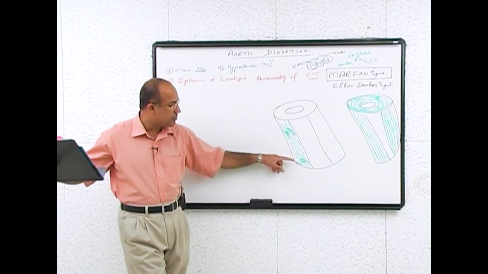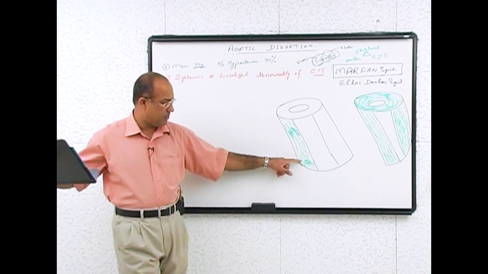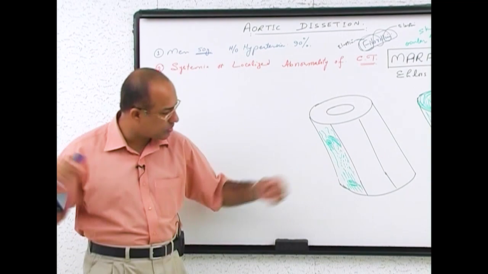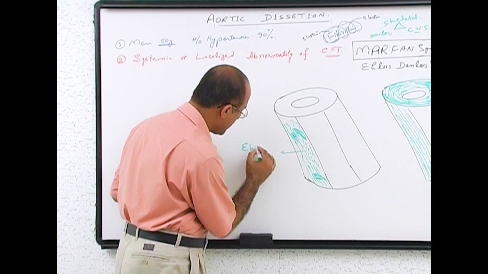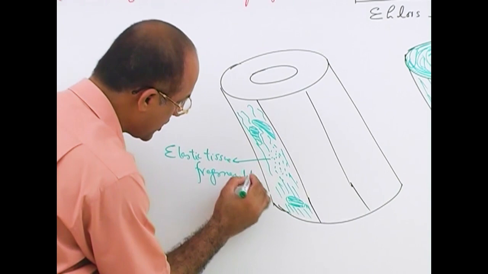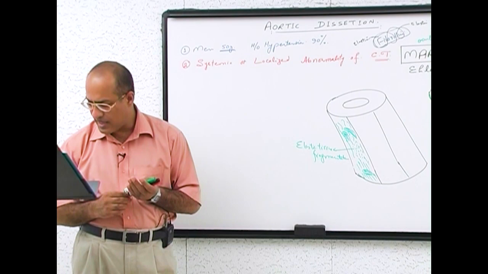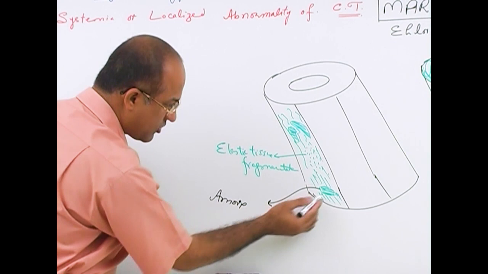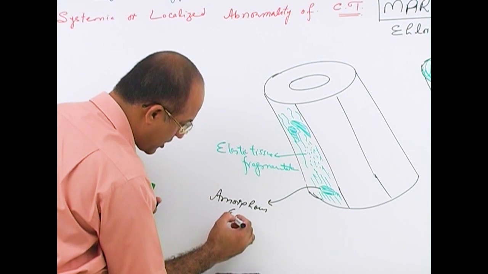Cystic changes, why? Because there are some areas in between the layers of connective tissue in which amorphous connective tissue is present. Elastic tissue is fragmented. You see here, elastic tissue fragmentation. This is one problem over there, right? Other problem is there is amorphous extracellular matrix. Amorphous means there is no clear-cut morphology. It's just like without any structural detail. Amorphous extracellular connective tissue.